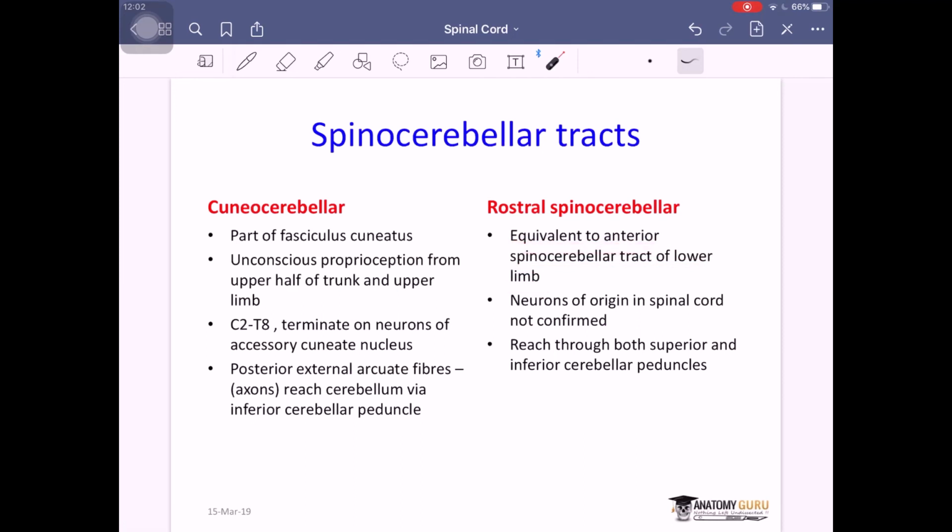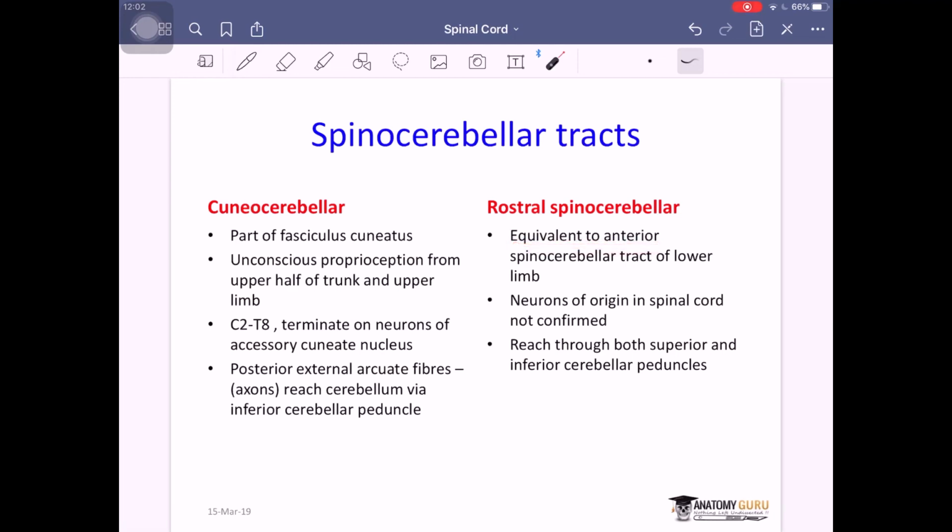Remember the anterior spinocerebellar tract. We said it is for your lower limb, the entire thing is for your lower limb. So it is equivalent to it. It is just that it is the cranial extension of it. Now the information carried is the same: it is unconscious proprioception information from the upper half of the trunk and the upper limb.